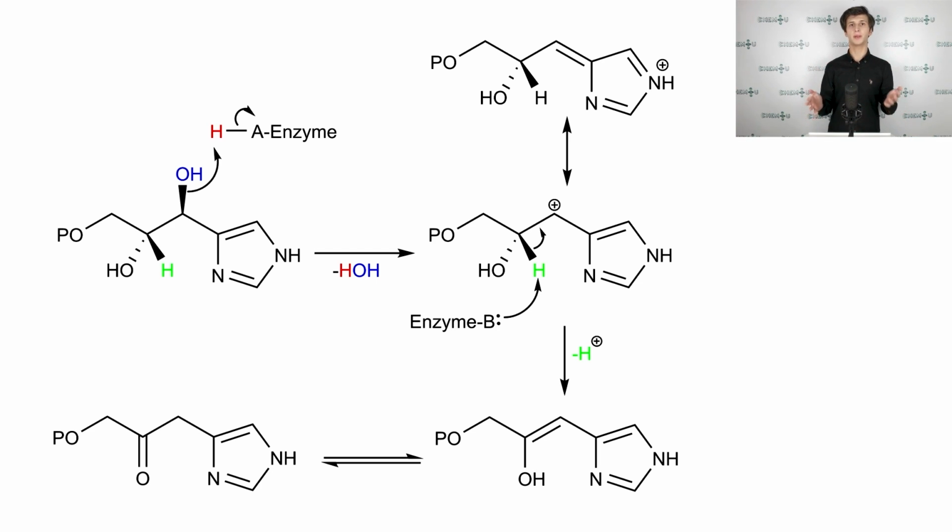Then the proton in beta position is abstracted and a new pi bond is formed. Finally, the product is tautomerized to imidazole acetol phosphate. To my mind, this reaction serves as a perfect example of the E1 mechanism in biology, and it could be important for agriculture and pharmaceutical sciences. Now, it is time to finish the break and return to our main topic of the discussion.